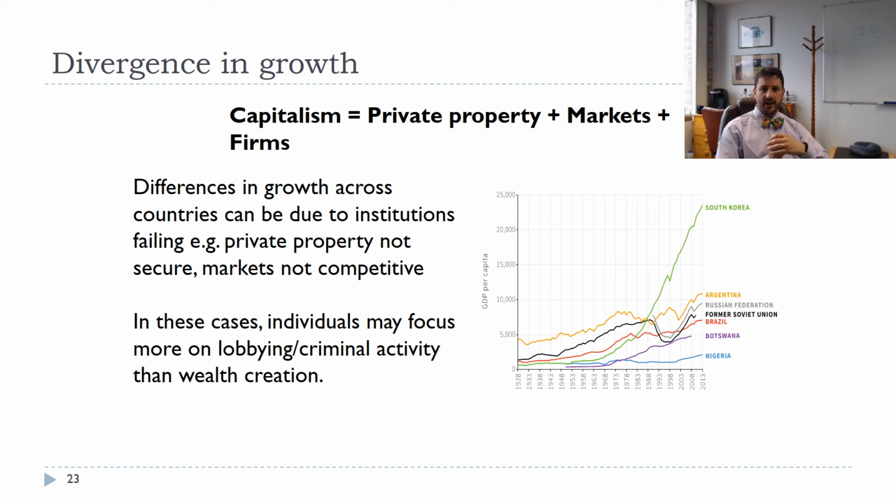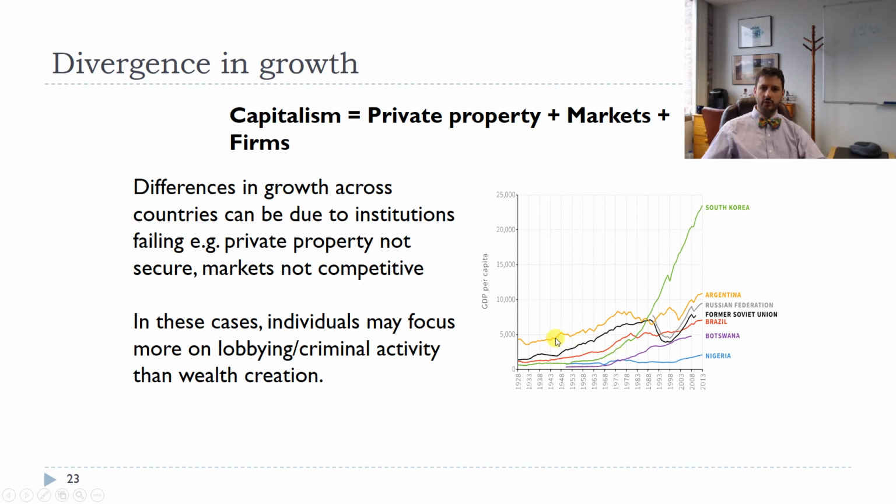So we can see some of this happening recently in terms of countries that have been able to institute systems of private property and markets and firms, with South Korea being one of the prime examples. After the Korean War ended in the late 50s, South Korea was a pretty poor country, right? They were not much richer than Botswana and Nigeria. They were significantly poorer than countries like Argentina and the former Soviet Union. But starting in the 60s and 70s, they put in a lot of institutional reform, they increased their education levels, and they really started to grow quite rapidly. And so now they are one of the rich industrialized countries of the world and have some of the most technologically advanced companies in the world. Whereas these other countries have not been able to successfully put in these institutions that are needed for growth.